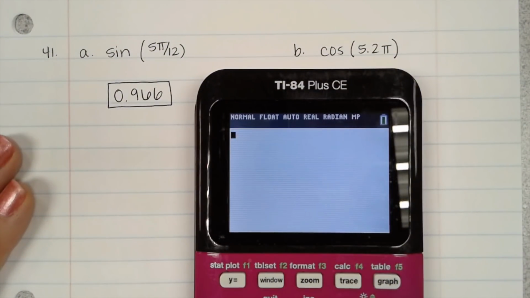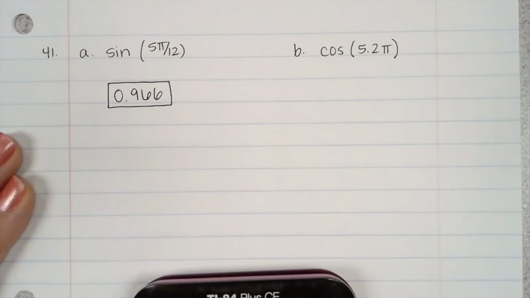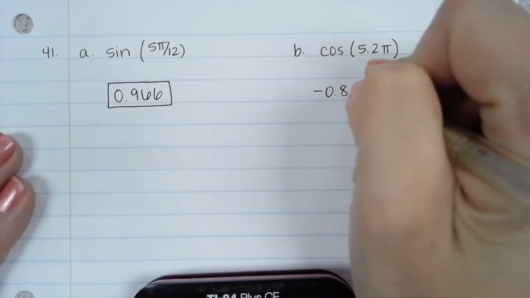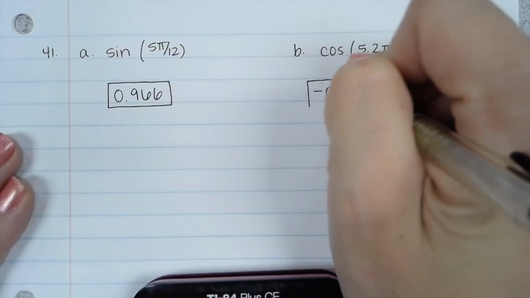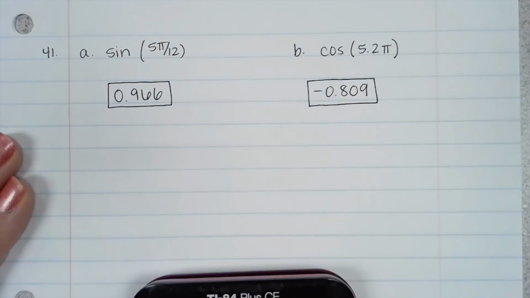And for B, you're finding the cosine of 5.2 pi radians. So cosine of 5.2 pi radians, and enter. And then you're rounding it to 3 decimal places. So negative 0.809. And again, there's no work to show for this one. Again, you're just recognizing that there's no reference angle that could help you find this. So the only way you can do it is by typing it into a calculator.